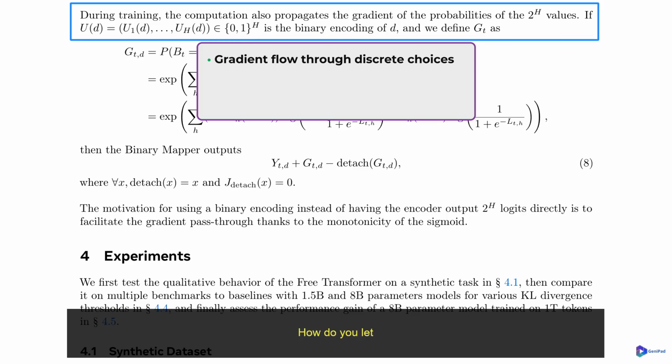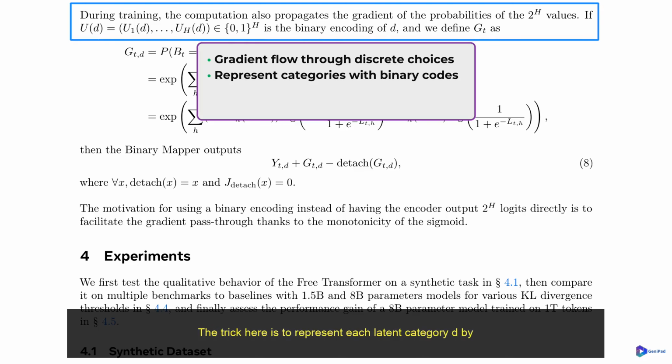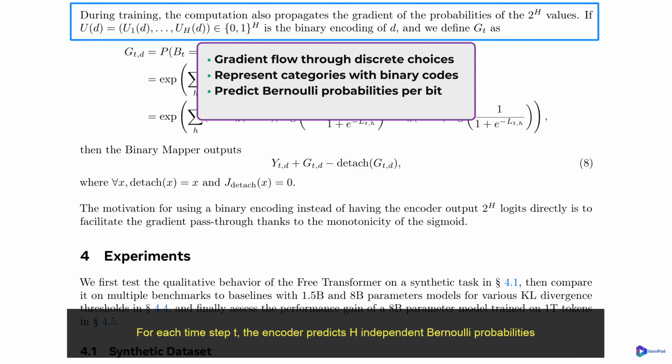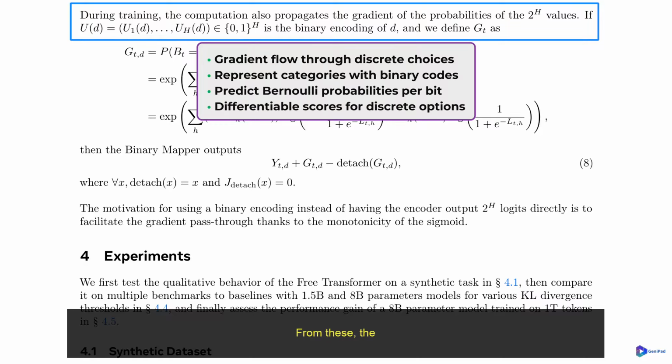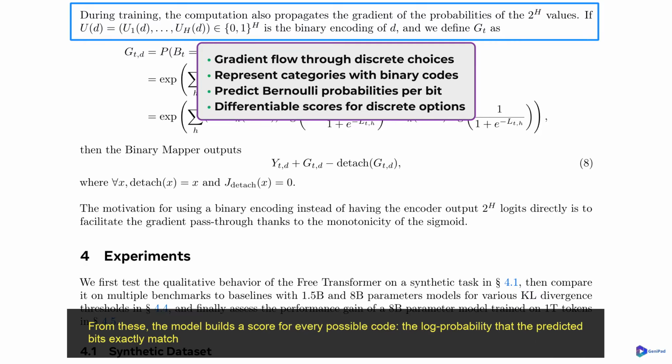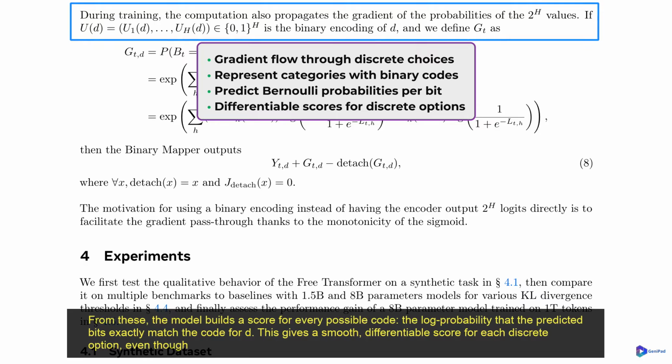How do you let gradients flow through a discrete choice? The trick here is to represent each latent category D by an H-bit binary code. For each time step t, the encoder predicts H independent Bernoulli probabilities, one per bit. From these, the model builds a score for every possible code: the log probability that the predicted bits exactly match the code for D. This gives a smooth, differentiable score for each discrete option, even though the eventual choice is hard and one-hot.